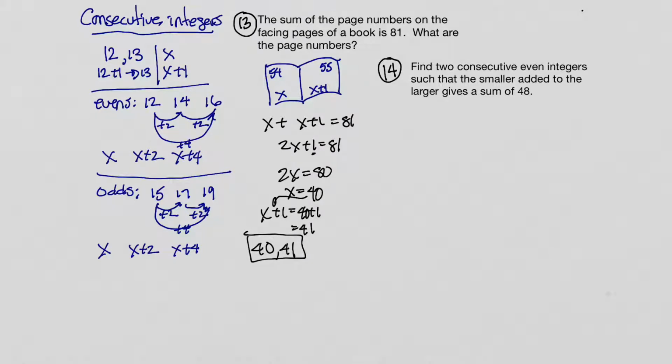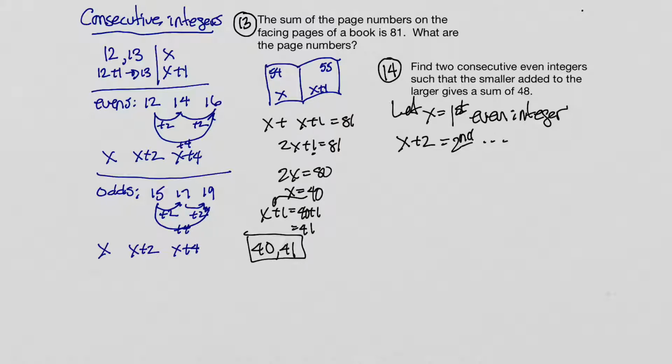Problem 14 tells us to find two consecutive even integers, two consecutive evens now, that when we take the smaller one and add it to the bigger one, we get 48. So how about if we do this? Why don't we let x be the first even integer? So that'll be the first one. Now they're even integers, so we need to get the second even integer. Well, if the first one is x, the next even integer, the one after that, is x plus 2.